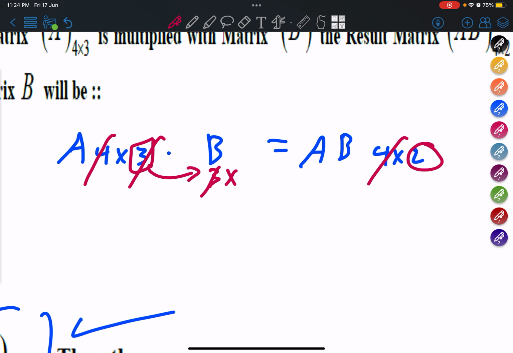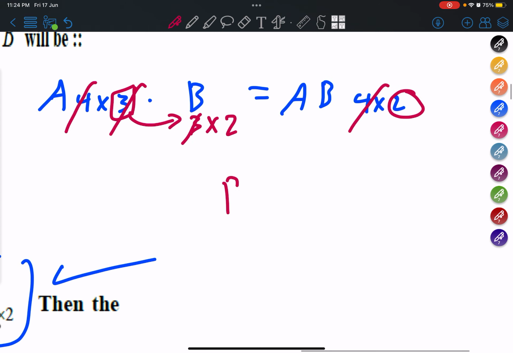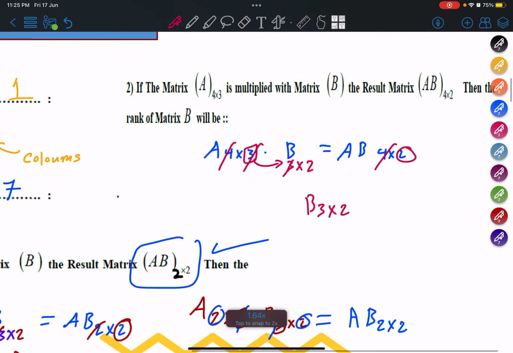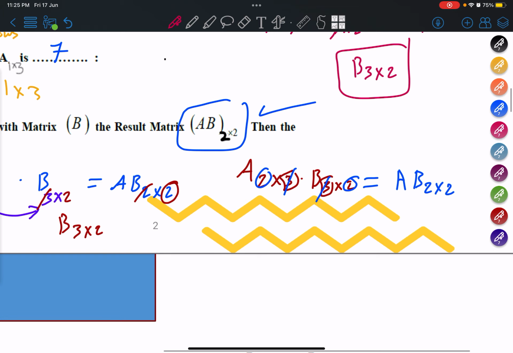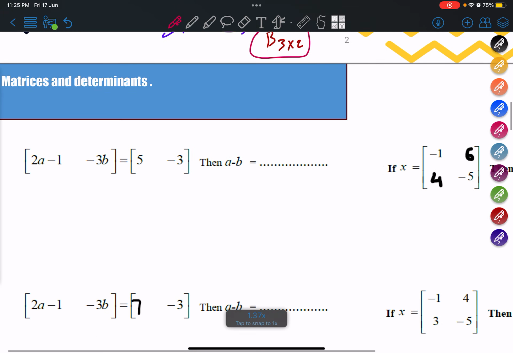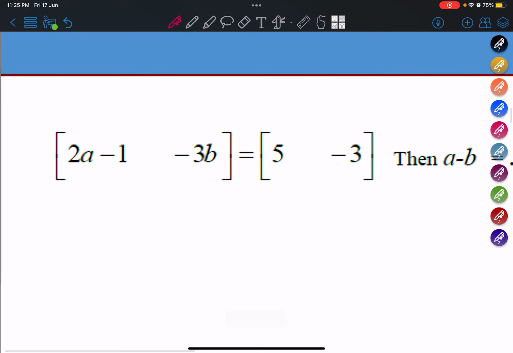4 and 4 we cancel out. The last thing we have is 2. So the order of B is 3 cross 2. Okay, so this is the answer for the second question, and for the first question this is the answer. Okay, now let's go to this question.